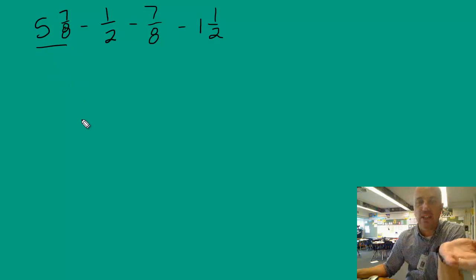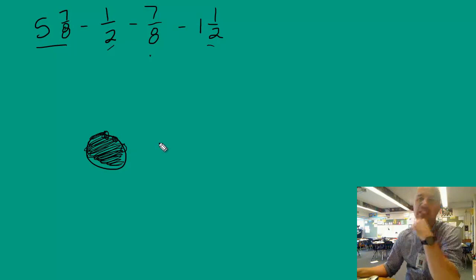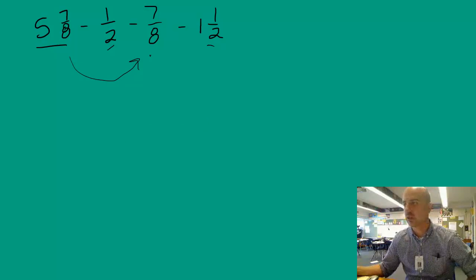We have 5 and 7/8, and I want you to think about that. You have something, 5 and 7/8, and you want to take away all of these pieces, right? So you're going to take away 1/2, just a little piece, and then another 7/8 piece, and then another 1 and 1/2 piece. And so let's do some regrouping here. Let's throw these numbers together, because that's going to make our life easier. We have to do some thinking about this. If I have 5 and 7/8 and I want to subtract 7/8, that should be pretty simple.